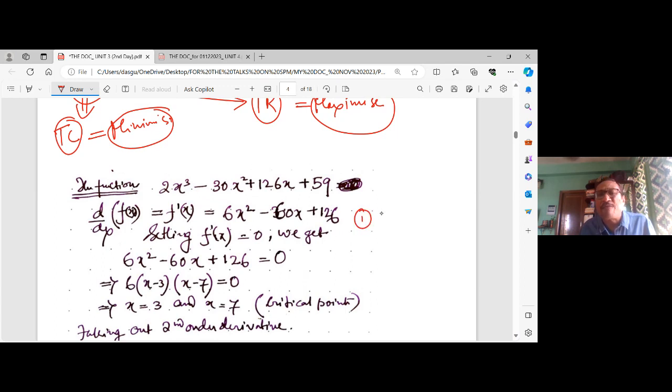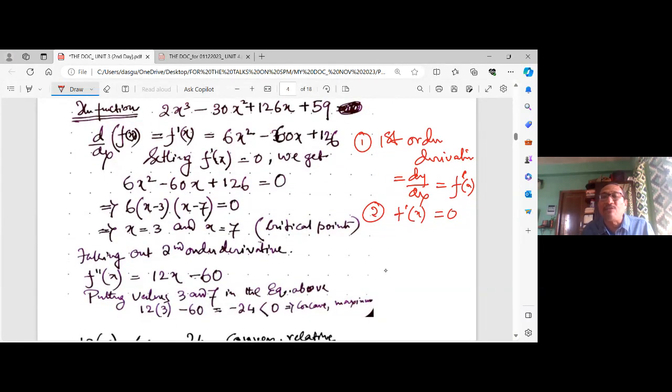So number one, first order derivative. I have calculated the first order derivative, or you can call this dy/dx, or f'(x), whatever you feel like. And then I have set this to 0. By doing this, I have calculated the critical points, which for me have come as 3 and 7. That means the function changes its shape. Maybe it reaches its maximum or maybe its minimum at x equal to 3 or 7.